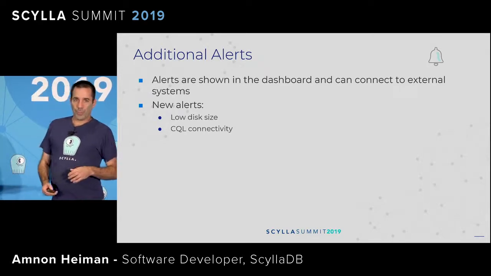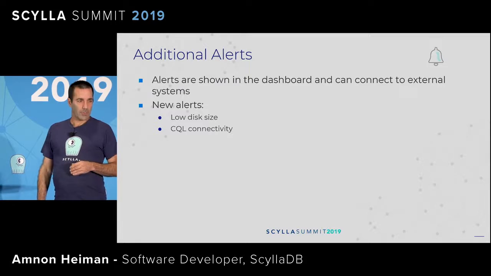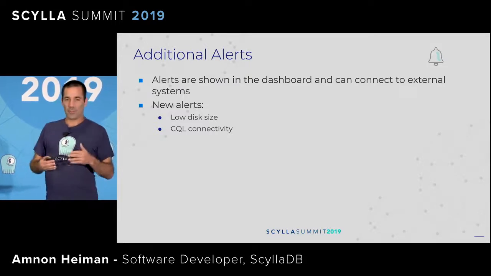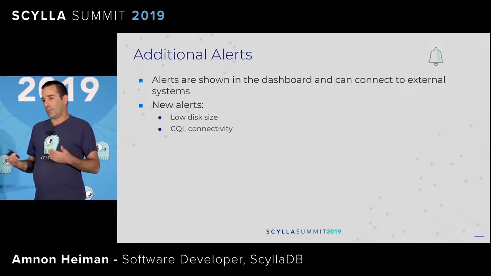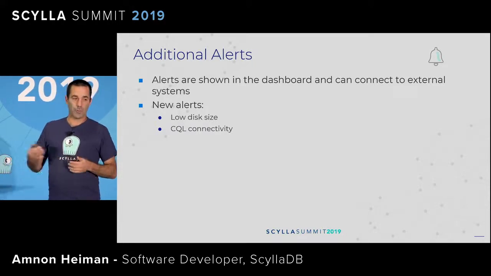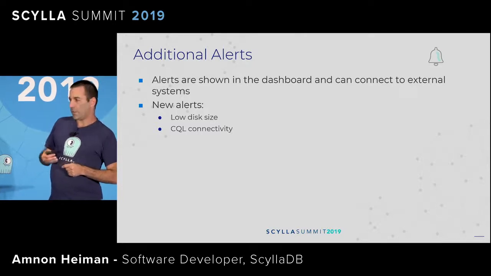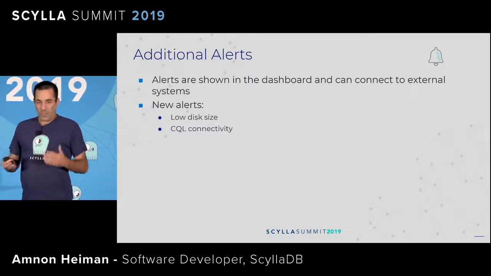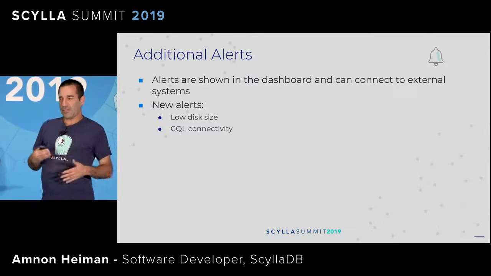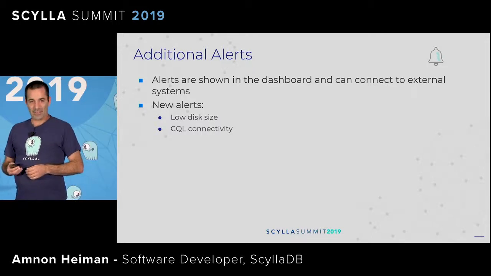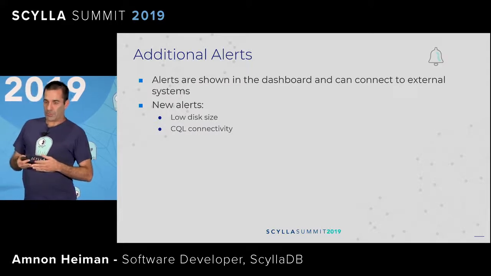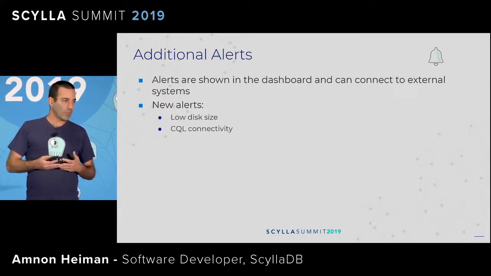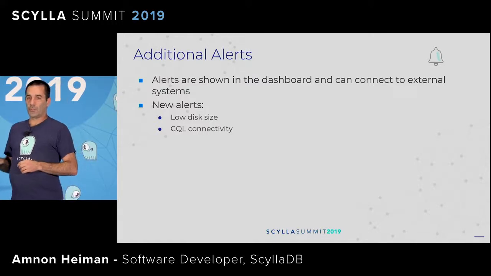We added a few additional alerts, and one of them is for low disk. One of the things with monitoring is that we keep getting requests, either from the field or, in the last year, also from Scylla as a service, the DBaaS. We try to use that feedback and add it to our own dashboard and monitoring stack. So we have two new alerts. One of them is for low disk space, and the second is for CQL connectivity that is based on our own manager.